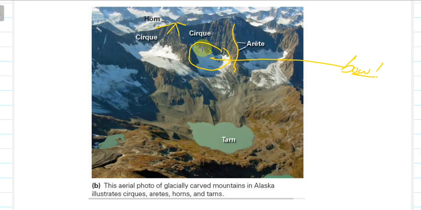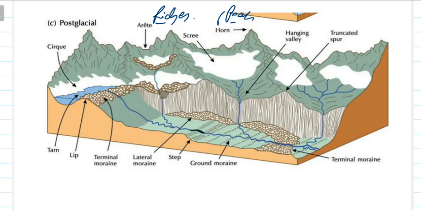Okay, and sometimes when this सर्क the ice has been receded, okay, it will get filled with water and it will form a lake which is known as tarn. Okay, so tarn is basically a cirque lake. All right, cirque lake. Then there is truncated spur. Okay, truncated spur. So basically when there is a mountain ridge which is eroded away, this is known as truncated spur.